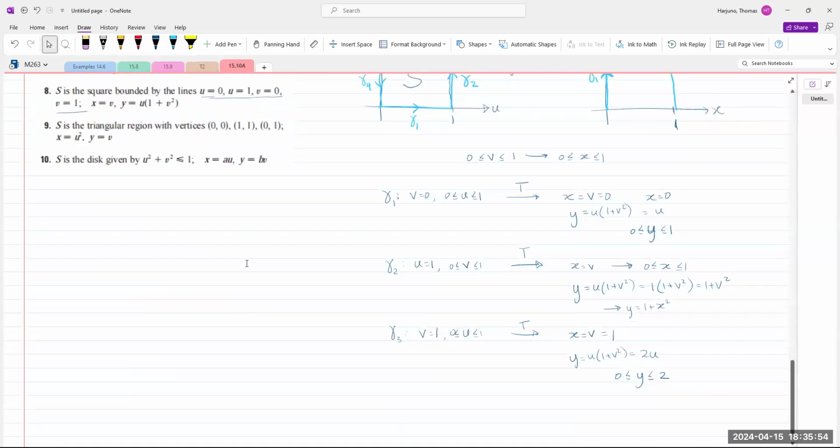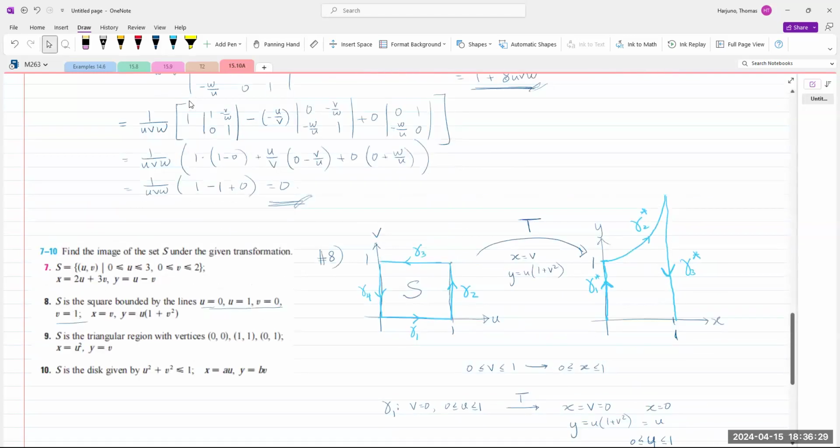Okay, and for gamma 4, we get u equals 0, and the phi will be from 0 to 1. Under that transformation, x equals phi, so the x will be from 0 to 1. And because the u equals 0, then the y will be 0. Right? Okay. So y is 0, x is 0 to 1. So the image of gamma 4 is this.